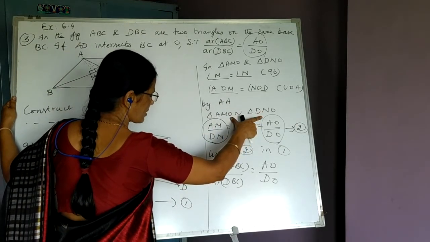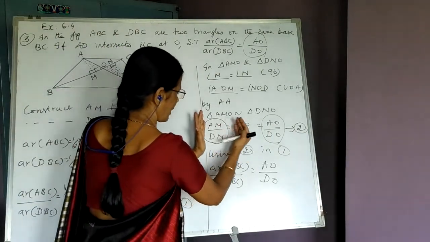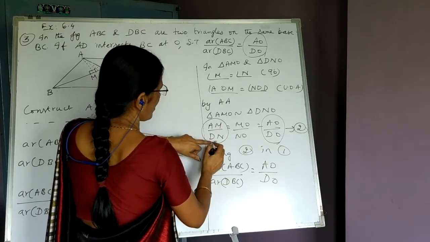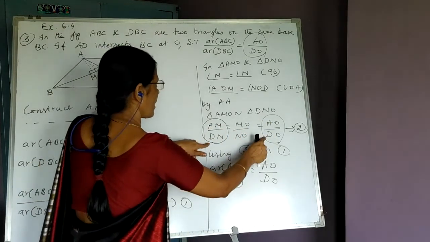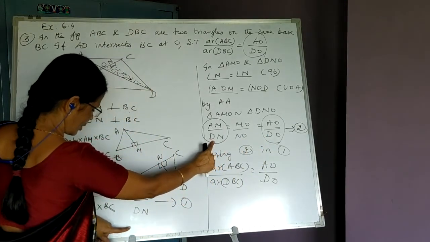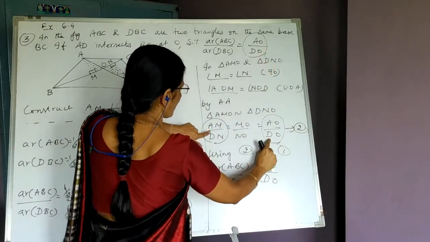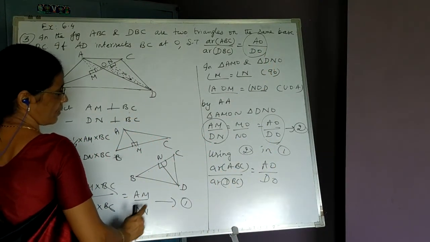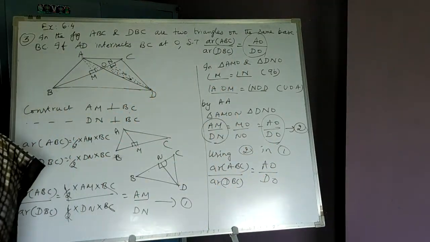If two triangles are similar, corresponding sides are proportional. So we got these three pairs as corresponding sides. Therefore, we got AM upon DN is equal to AO upon DO. Why have we taken these two? This is the ratio we have got and this is the ratio we have to prove. Therefore, these two we have related. Therefore, in this place of AM upon DN, we have replaced AO upon DO. That is the required result.